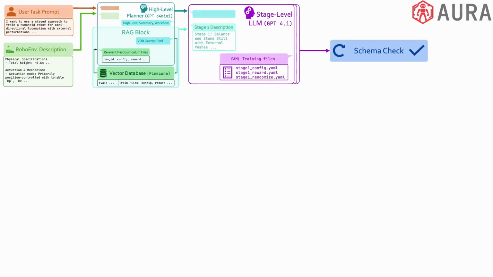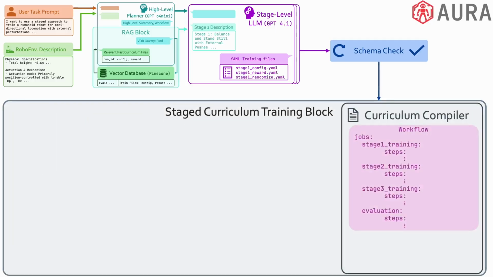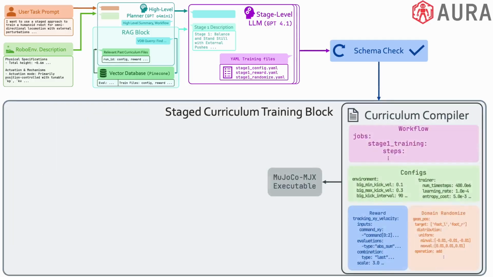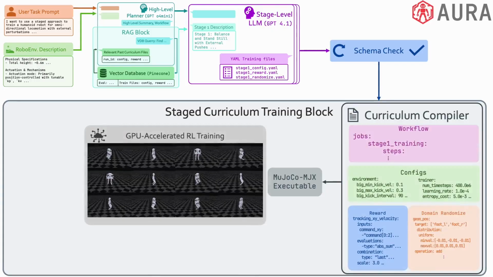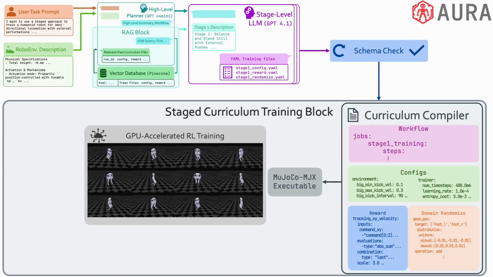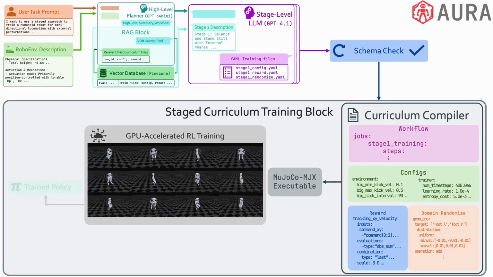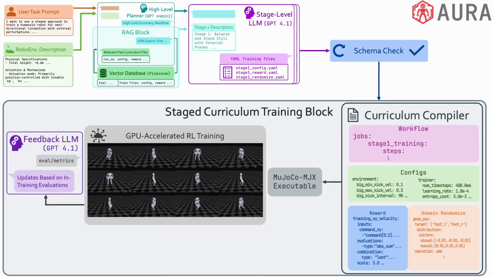Files are validated against a schema that enforces structure, types, and semantics, preventing runtime GPU errors. In the training block, the abstracted LLM-generated curriculum YAML files are compiled into executable MuJoCo-MJX. Then robots are trained in parallel across thousands of simulated environments. These metrics are fed into the feedback LLM, monitoring training progression and indirectly cross-checking the other LLM outputs.